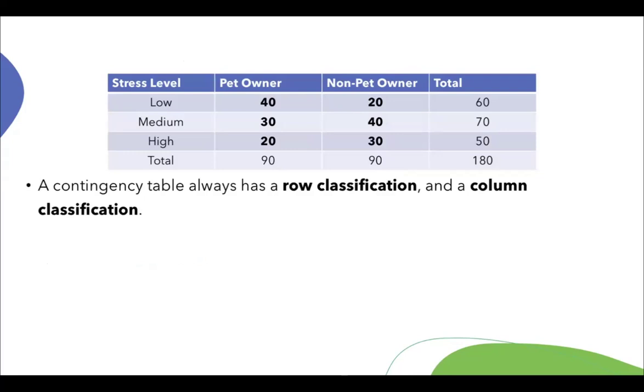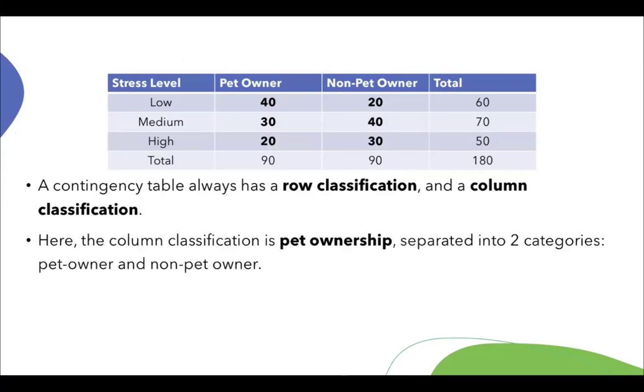Every contingency table that we work with has a row classification and a column classification. There are always two classifications. One will be row and one will be column. In this example, the column classification is pet ownership, and there are two categories, pet owner and non-pet owner. That's shown across the top here, pet owner and non-pet owner.